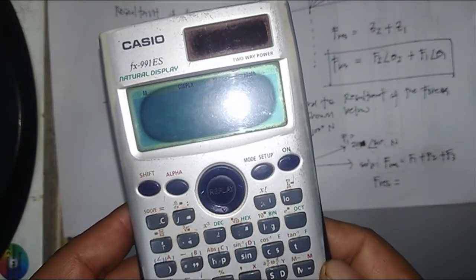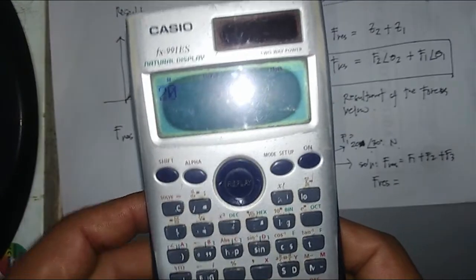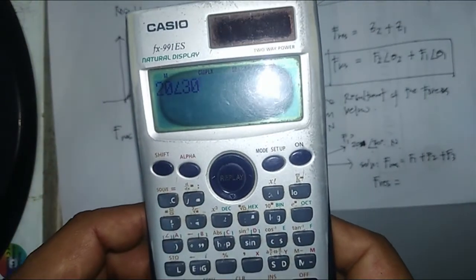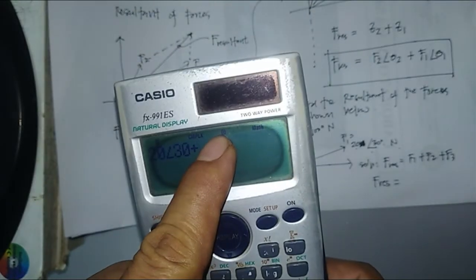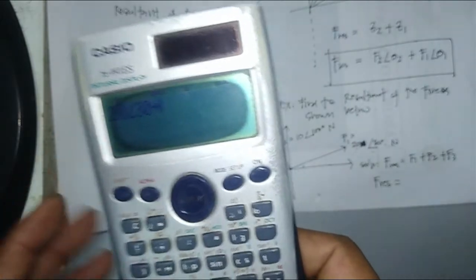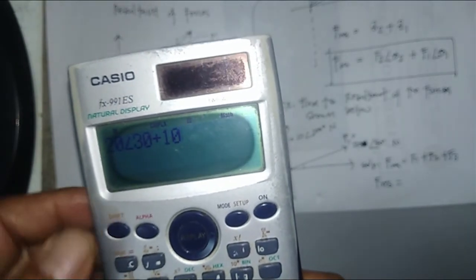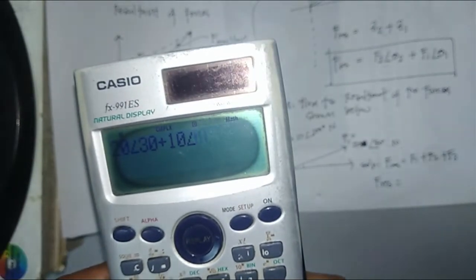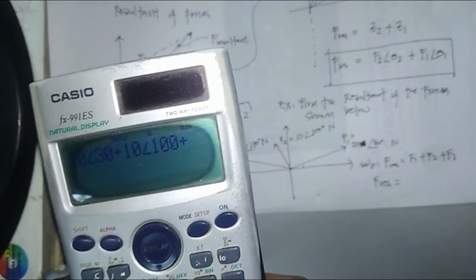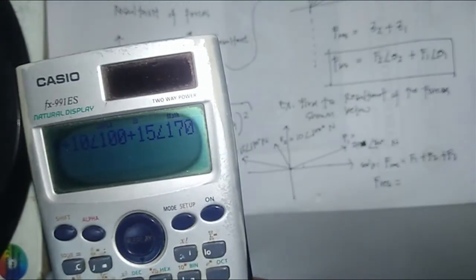Okay, I will be solving here my resultant force. I will have my F1 to be 20 angle of 30 degrees. Take note, this is in degree mode, because in this topic we will be using degrees as the way to represent our angle. So we have force F2 that is 10 angle of 100, plus we have 15 angle of 170.